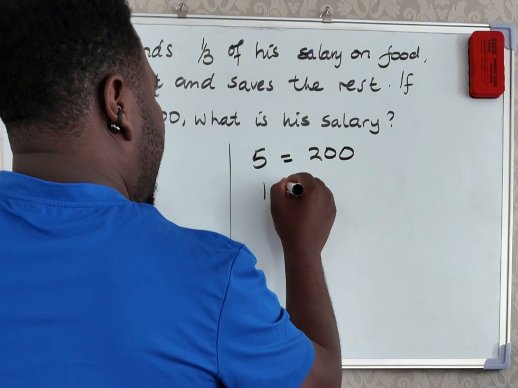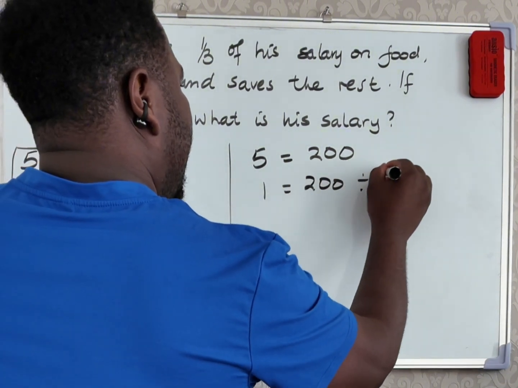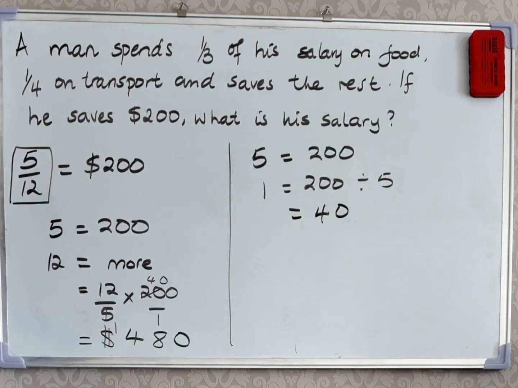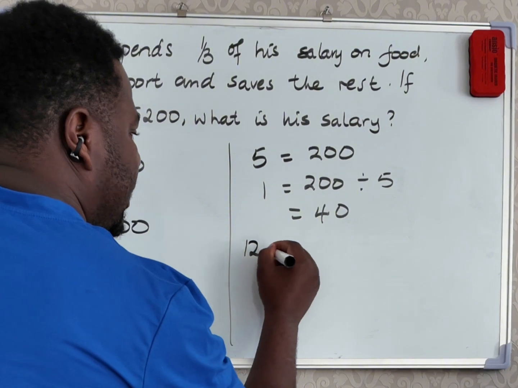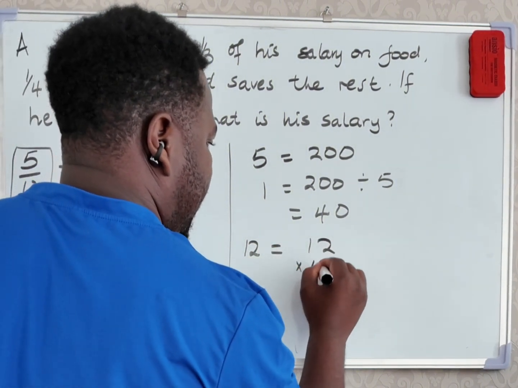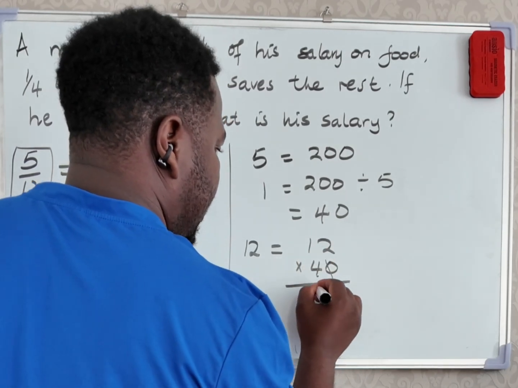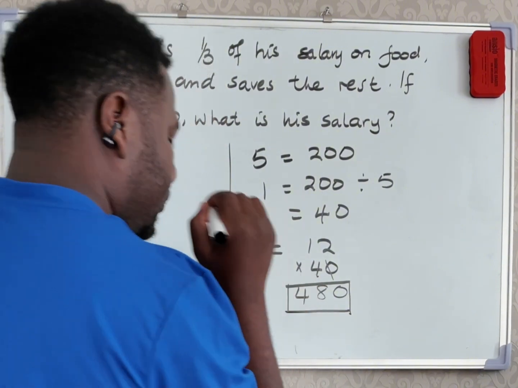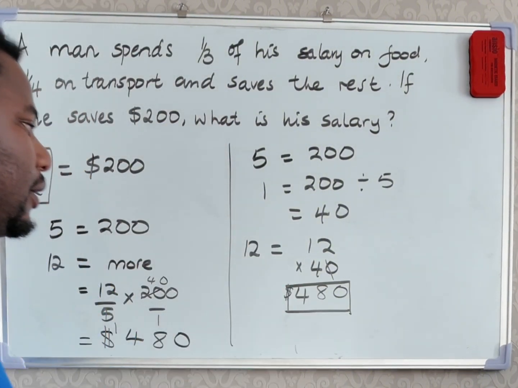Or we can say 5 parts are equal to 200. So what is 1 part? To get 1 part, we simply say 200 divided by 5, which is equal to 40, right? So if 1 part is equal to 40, what about 12 parts which are equal to the salary? We then say 12 multiplied by 40. 0 is a placeholder. 4 times 2, 8. 4 times 1, 4. So the total salary was $480.